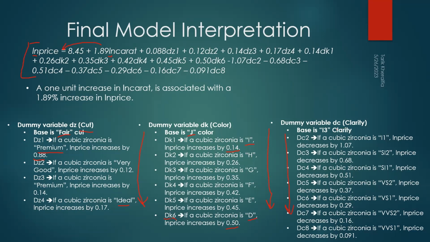Dummy variable DC, which is clarity. Base is I3 clarity. So DC2, if a cubic zirconia is I1, ln price decreases by 1.07 relative to the base. Same logic applies for all of them. And for DC8, the best one, if a cubic zirconia is VVS1, ln price decreases by 0.091. It's the best, so it has the least decrease effect on the Y variable compared to DC2, which is the second worst after I3. And I2 was removed in the model selection, of course.